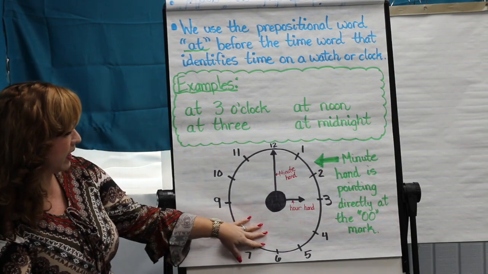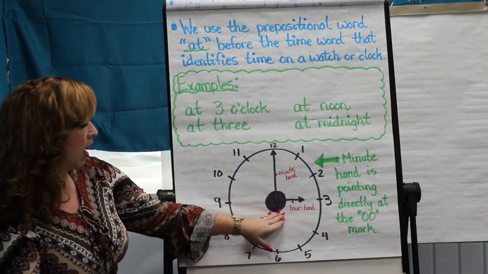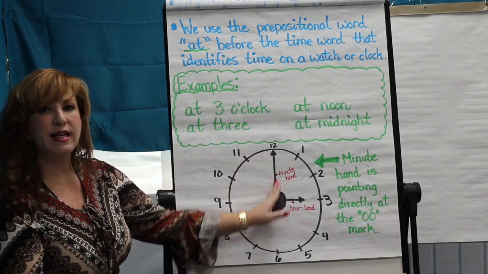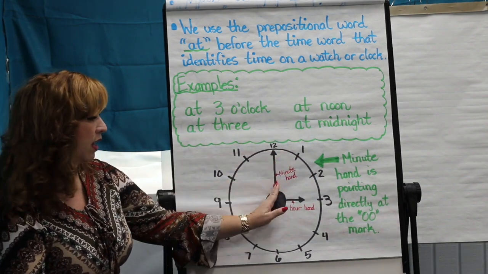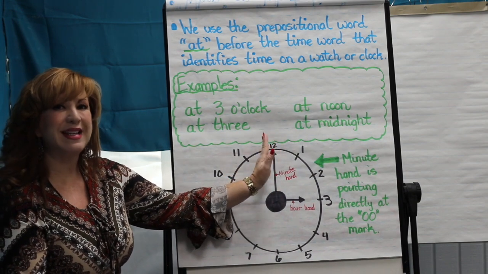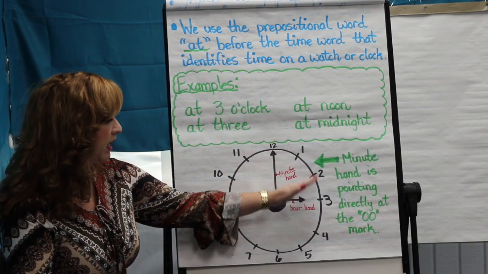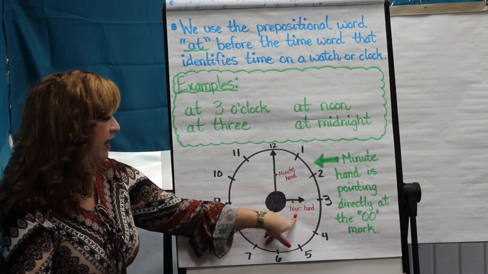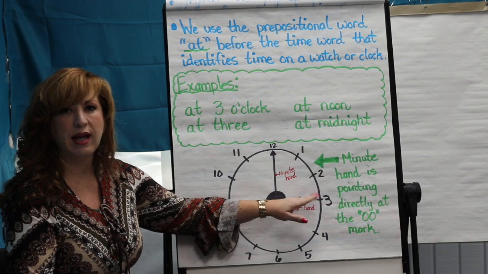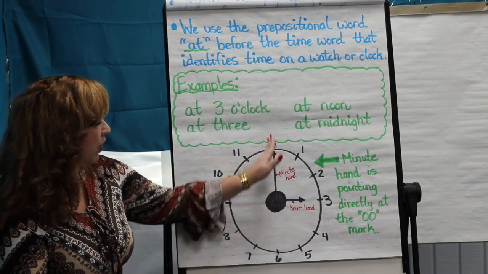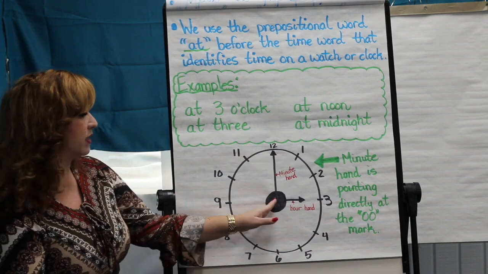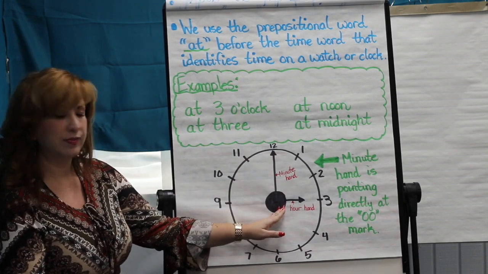And as you can see, this is an example of a clock. The minute hand is when it's pointing straight up. That would be the 0 mark. That means it's a new hour. It's the beginning of a new hour. And the hour hand is going to point to what hour it is. So for example, here we could say at 3 o'clock. We could say at 3.